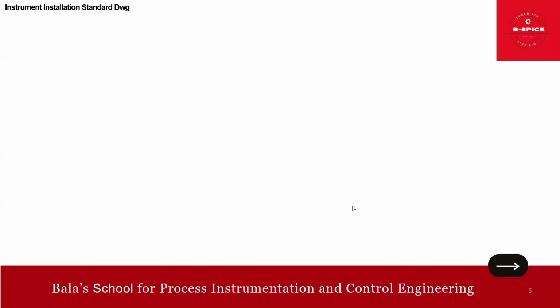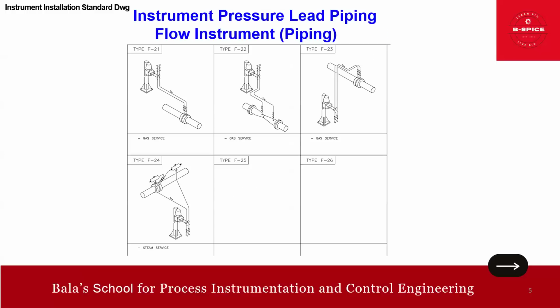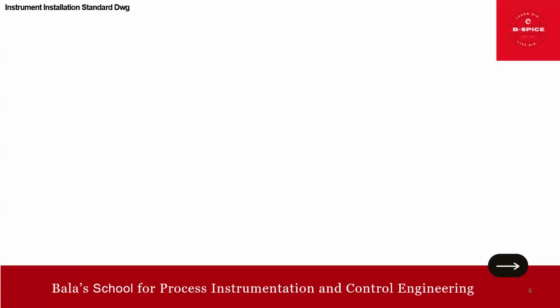Okay, right. So if you are using piping for a flow instrument, it is the same, but the only thing is this will be piping. Same for gas service. This is for orifice, this is for venturi, and this is a typical gas service. But this is piping, not the tubing. And this is for the steam service. Same, the condensate pot, all this, and your transmitter. So this is one such aspect related to flow instrument piping.